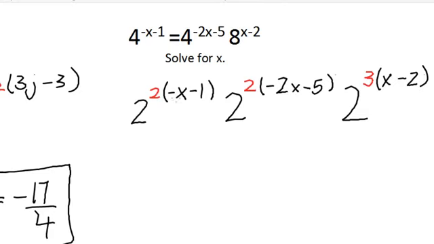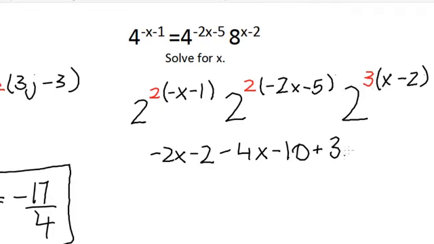So we have 2 times negative 2x, so negative 2x. 2 times negative 1, which is negative 2. 2 times negative 2x, which is negative 4x. 2 times negative 5, which is negative 10. 3 times x, which is 3x. 3 times negative 2, which is negative 6. And now let's simplify. 2, negative 4x, 3, oh, whoops, is equivalent to.